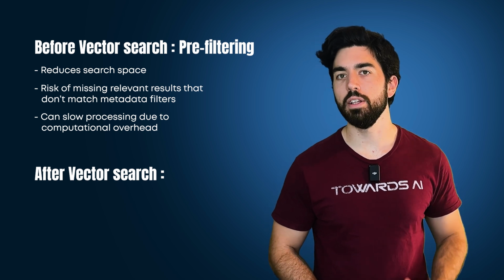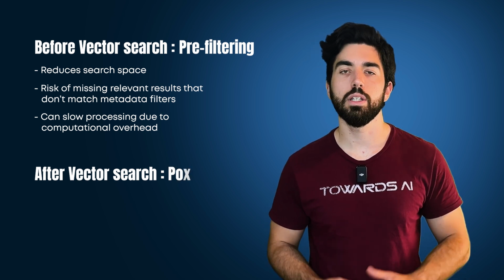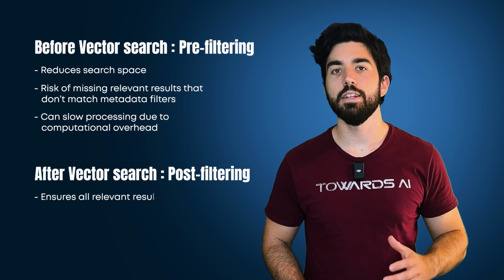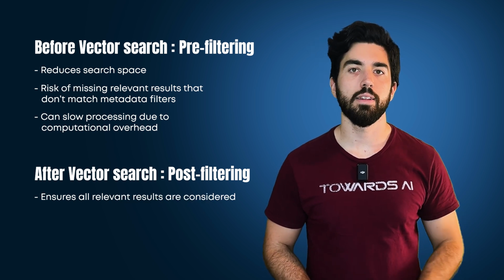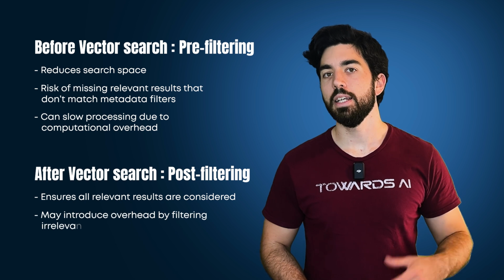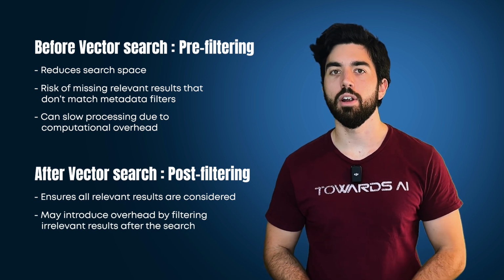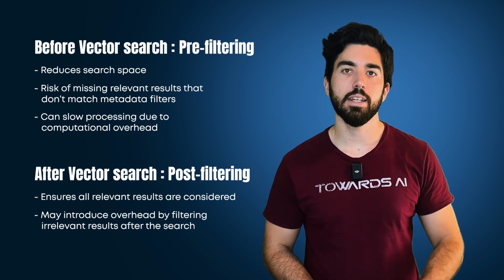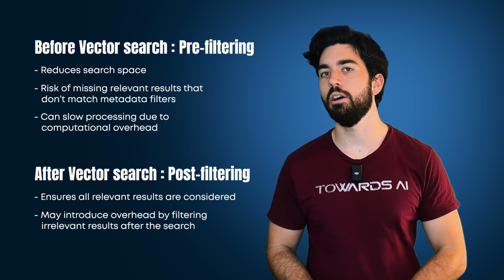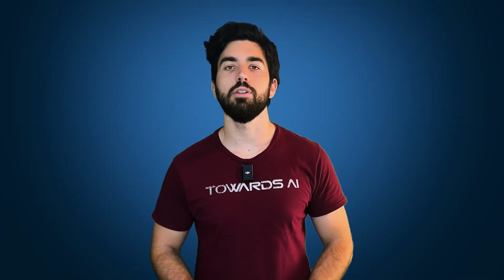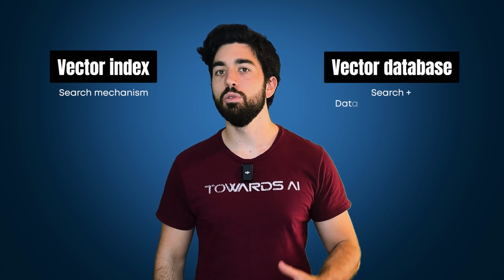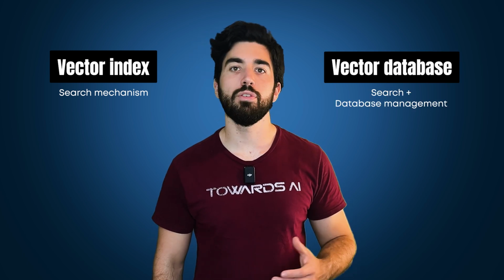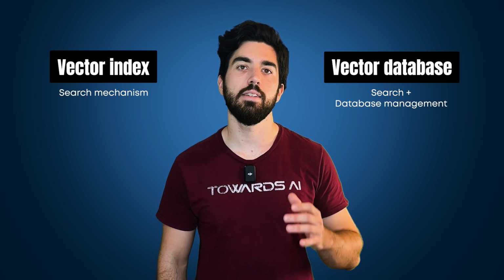If you choose to do the filtering after your vector search, we call it post-filtering. This ensures that all relevant results are considered first based on the context of the data itself. Still, it may also introduce additional overhead and slow the processing, as irrelevant results must be filtered out after the search is complete. In simple terms, a vector index is a search mechanism used to filter a database. But vector databases do more than just search. They handle various database management tasks differently.